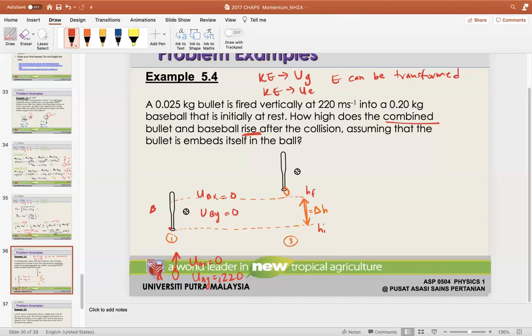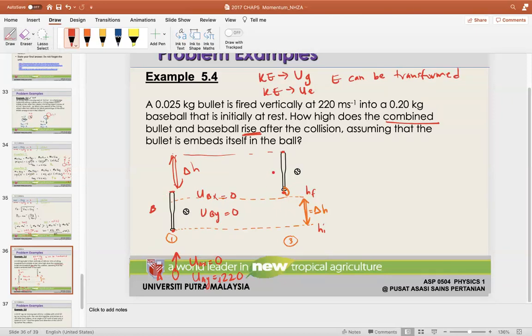So why did I label it from here to here? When you are finding the difference in height, you always start at the same position. For example, if I'm starting at the bottom of the baseball, to find the final height, I need to find it at the bottom of the baseball. If I started my height here, at the top of the baseball, my height will be this difference. But they will be the same as long as you label it correctly.